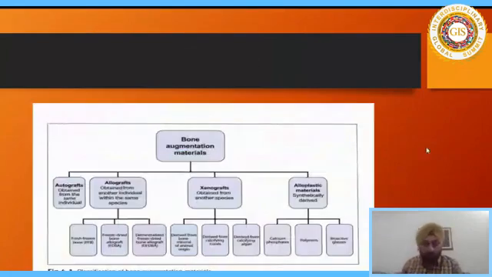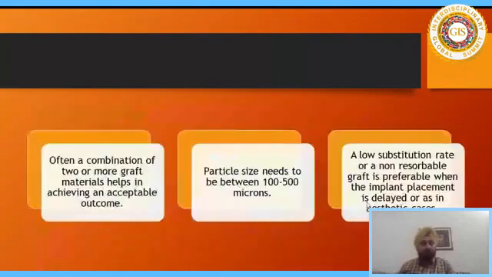The graft materials could be autografts, allografts, xenografts, or alloplastic materials. Allografts include fresh frozen bone, which is less used, and demineralized or freeze-dried bone allograft. And then we use calcium phosphates, bioactive glasses, and beta TCP. Often we will use a combination of two or more graft materials, which helps us achieve an acceptable outcome. Particle graft size is 100 to 500 microns. A low substitution rate, non-resorbable graft is always preferable when the implant placement is delayed or in aesthetic cases.